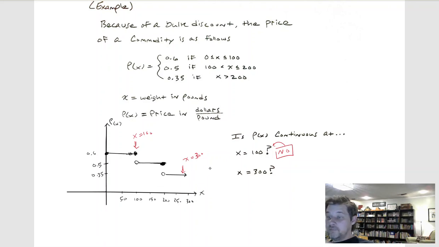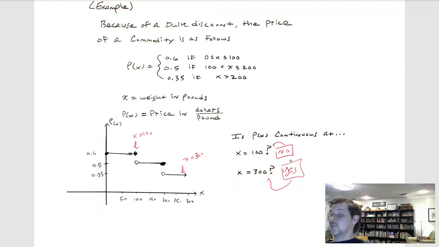Okay, and at 300, it's just going to be one solid horizontal line at 35 cents a pound from 200 onward. Okay, so I don't see any reason at all why there would be any kind of break in the graph over here. There's no other breaks. We're not jumping from 60 to 50 cents a pound to 35 cents a pound. There's no more jumps after that. No more places where it would possibly not be continuous.